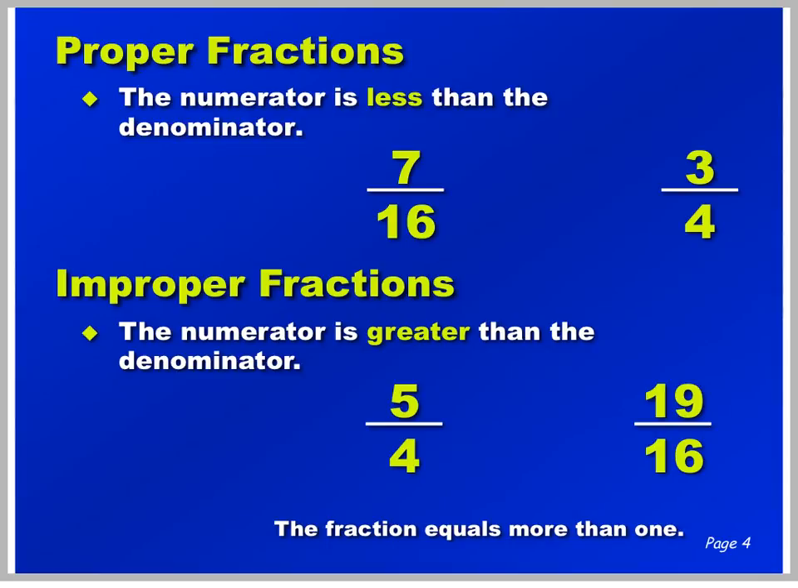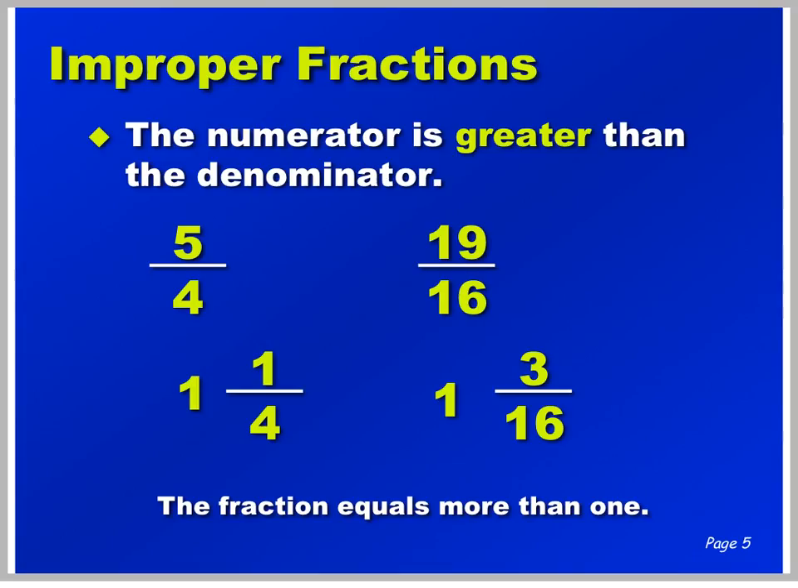Fractions can be both proper and improper. A proper fraction is a number less than 1, like 7/16 or 3/4. An improper fraction is one where the numerator is greater than the denominator, making the fraction more than 1, such as 5/4 or 19/16.